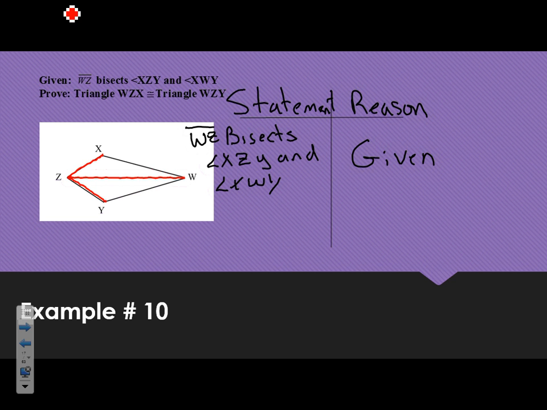My first angle it bisects is XZY. So that means that this angle, XZW, is congruent to YZW. So we're going to write that. Angle XZW is congruent to angle YZW. And then our reason again is going to be definition of angle bisector.